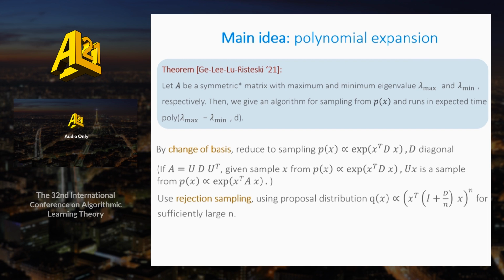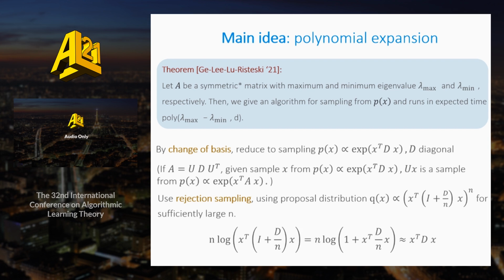The second component is we're going to do rejection sampling using as a proposal distribution Q of x of the following form. It's going to be proportional to (x transpose (I plus D over n) x) to the power of n for sufficiently large n. So I need to tell you first why this is a useful proposal distribution and how we can sample from this proposal distribution.